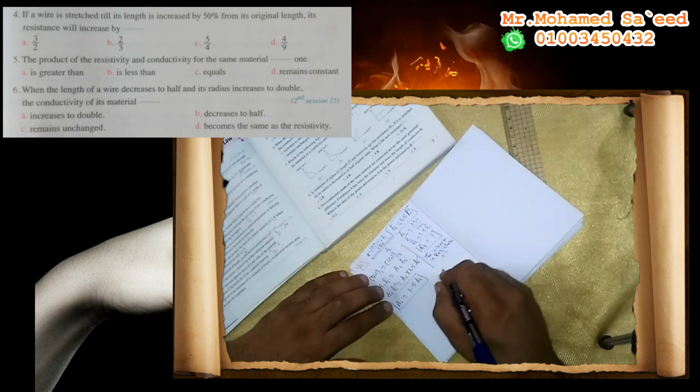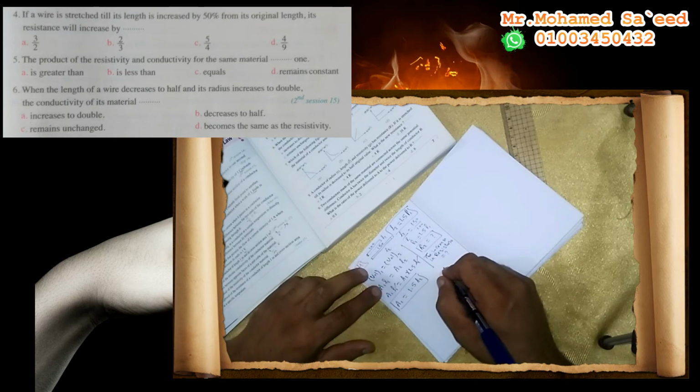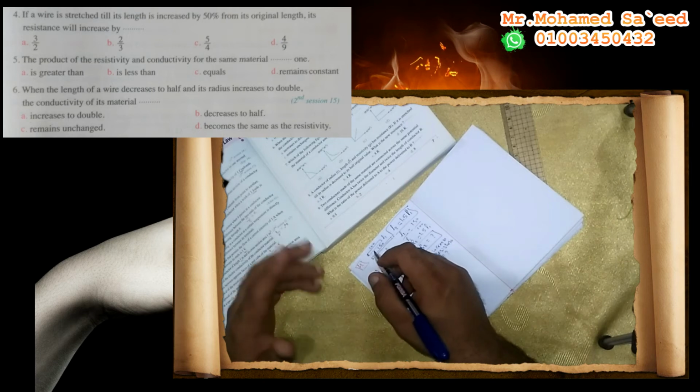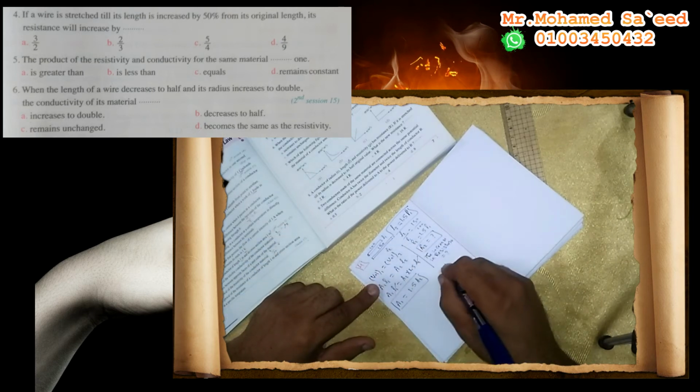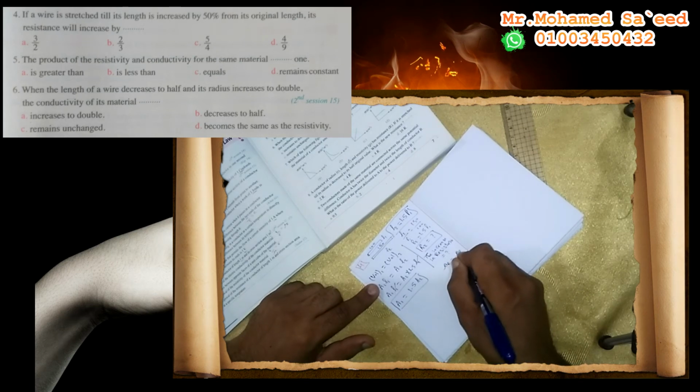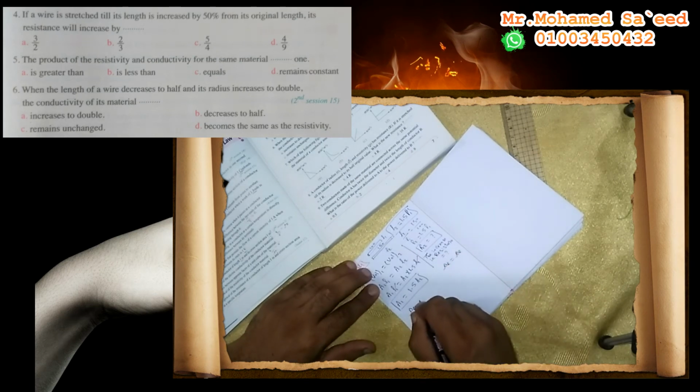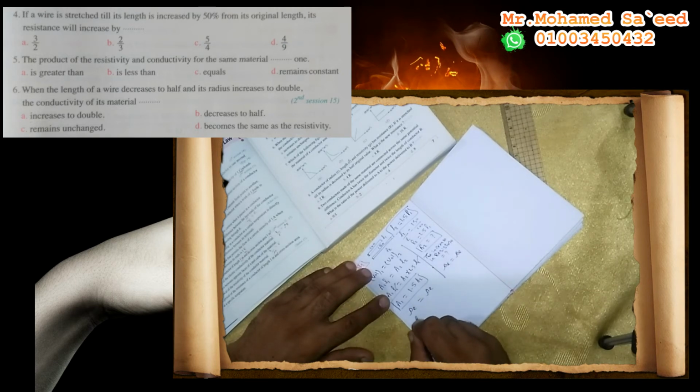Also, the resistivity in the first case equals resistivity in the second case because the kind of the wire doesn't change. It is the same type of material. So rho E in the first case equals rho E in second case. Rho E equals R A over L. R1 A1 over L1 equals R2 A2 over L2.